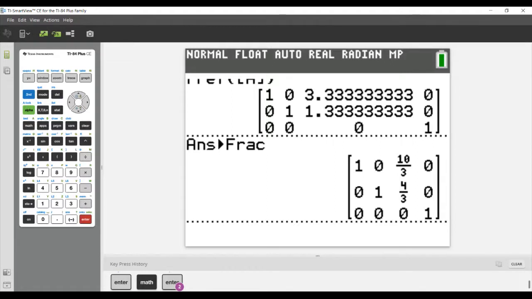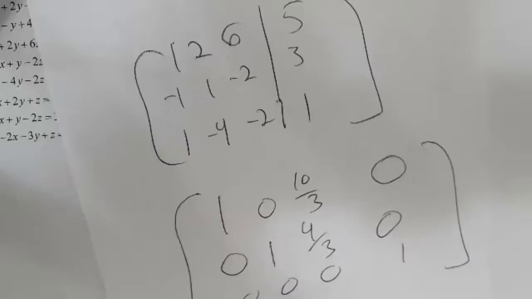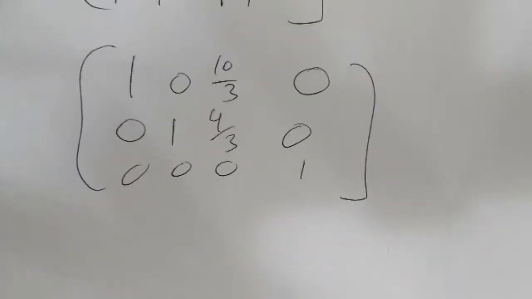On this one, you might notice, I don't want to give away too much. Let's write this down right quick. So 0, 1, 4/3, 0, 0, 0, 1. So we got this thing. Let's go back to our paper. And we look at this thing. We got 1, 0, 10/3.